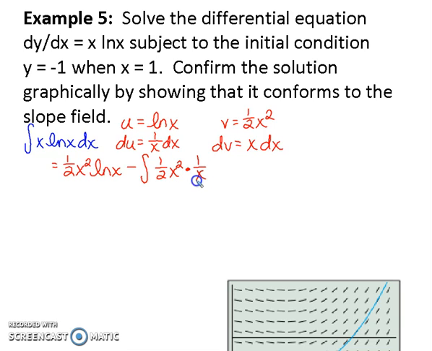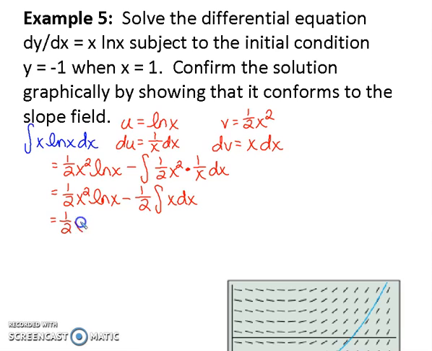times du. Now luckily, when I simplify what's in this integral, I'm going to pull the 1/2 out in front. x squared times 1 over x is just x. I can integrate x all day long.